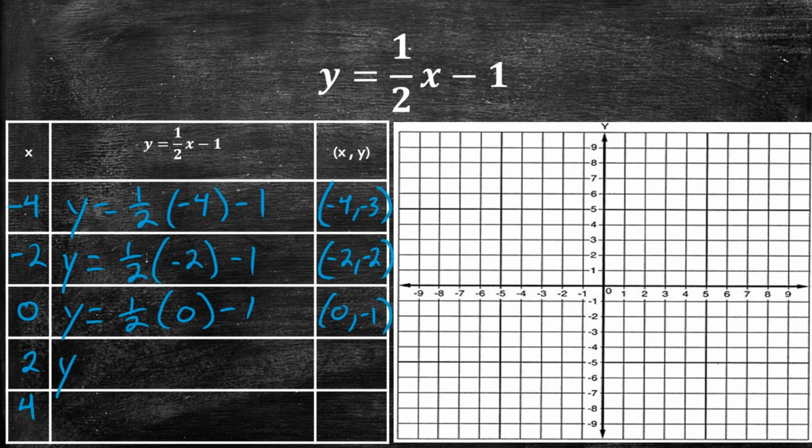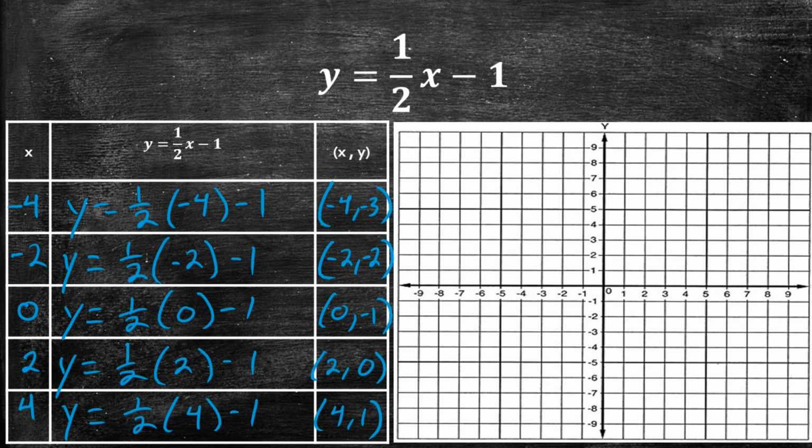Next up is 2. Y equals 1 half times 2 minus 1. 1 minus 1 is 0. So we are going to have 2 comma 0. And last up to bat is x equals 4. 1 half times 4 minus 1. That is going to give us 1. So we will have 4 comma 1 here. Now we have all of our solution points. Let's go ahead and plot them.